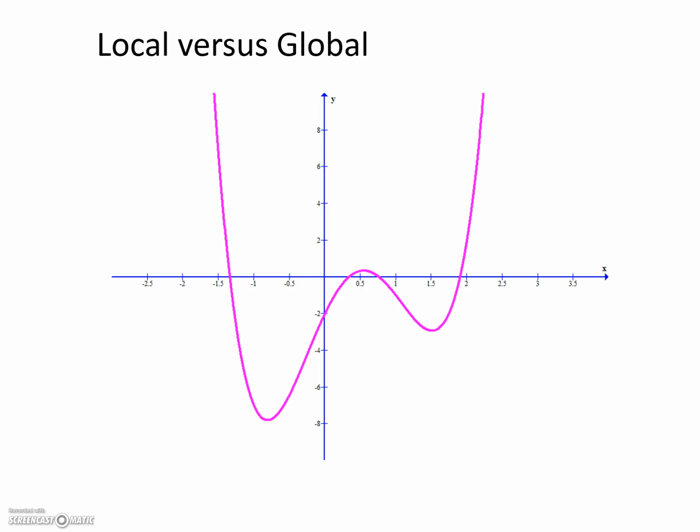Okay, a couple of key concepts are local and global. This down here is the very lowest point on the graph, so we'll call that the global minimum. This point here isn't the lowest, but for this little section around here, it is the lowest. So we'll call it a local minimum. Still, it's going from decreasing to increasing. There's a derivative zero there.